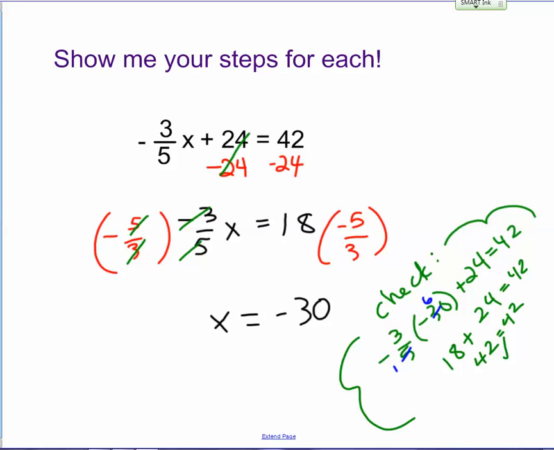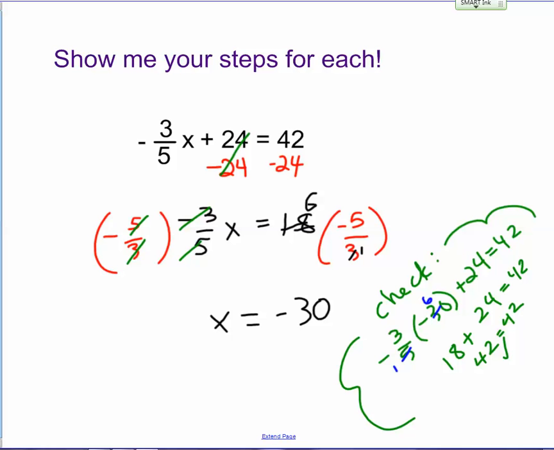You subtracted 24 from both sides, multiplied both sides by the reciprocal of negative 3/5, took out your 1's, took out your 0. We get x equals negative 30. This is 1 when I divide by 3. This is 6 when I divide by 3. And negative 5 times 6 is negative 30.